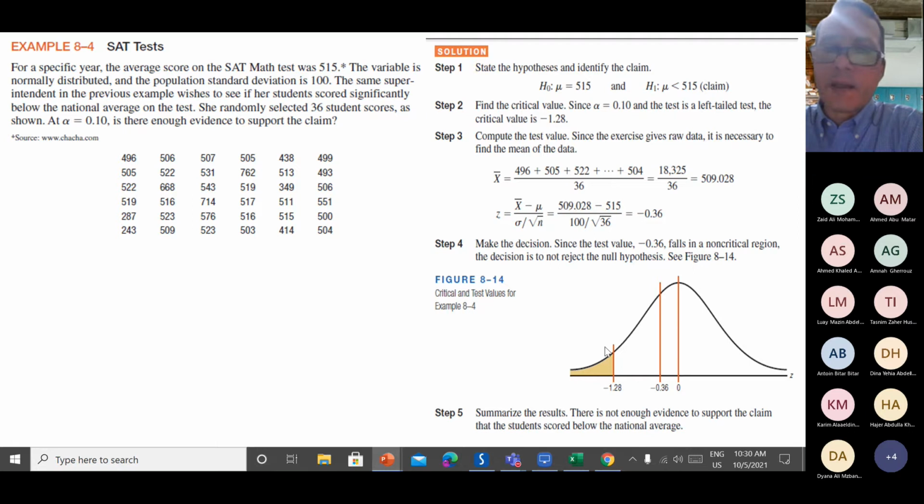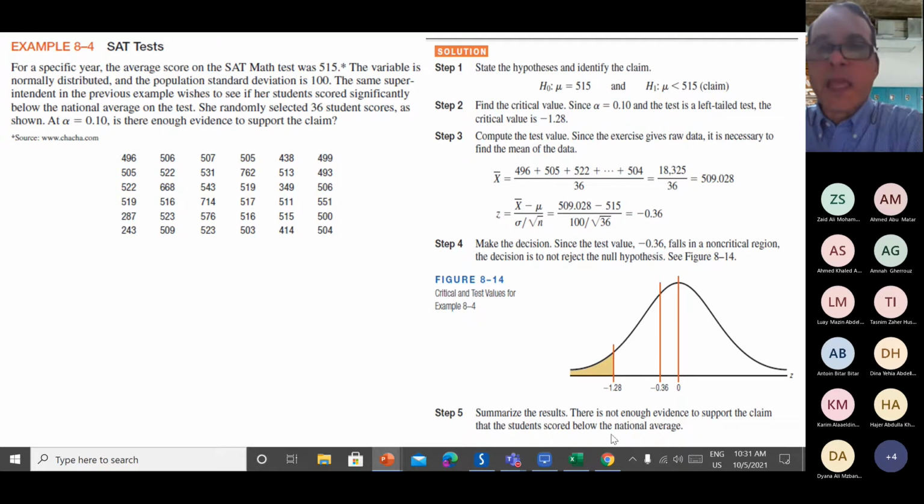So this is the only value of Z before this one on the negative side. You reject the null hypothesis, right? But once it's not coming in the rejection area, you accept the null hypothesis. So in this case, you will accept this one, right? Which is, you said yes, the SAT math test average is 515.